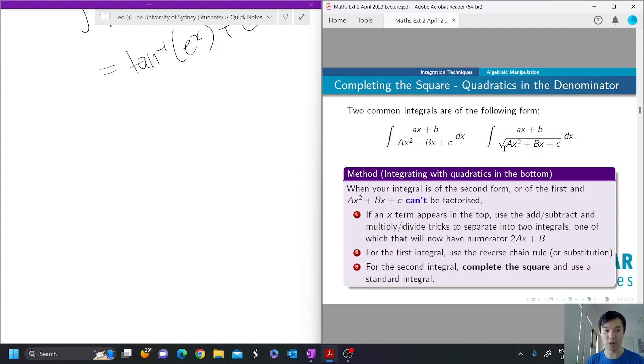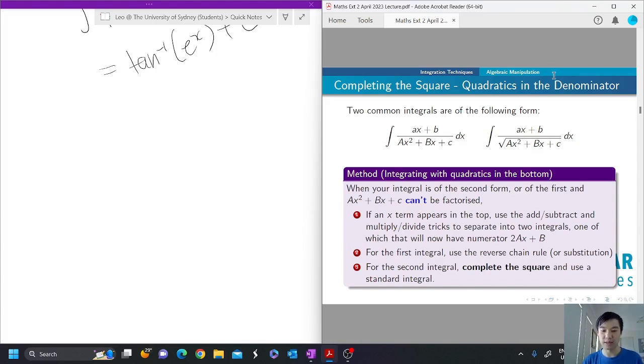and then for the second one you want to complete the square and then use a standard integral for that, which leads to an inverse trig result. So that's kind of confusing when it's written out like that. So let's just look at an example, to see how this is applied.